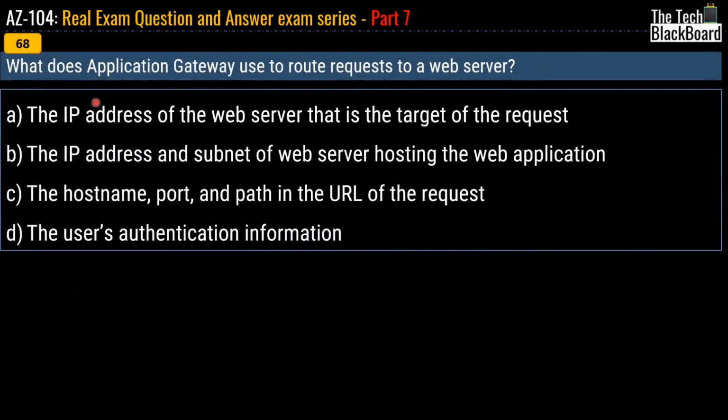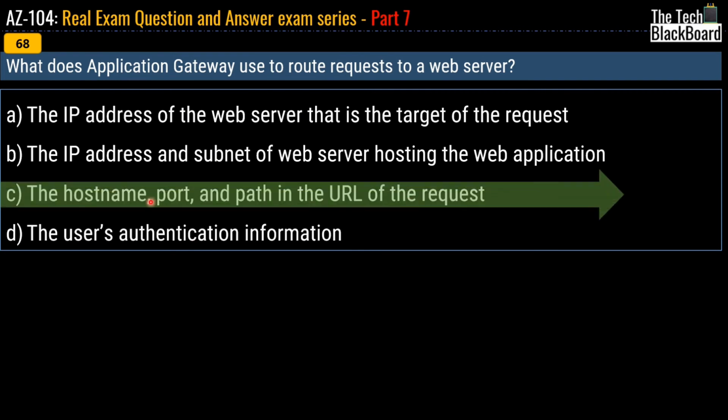Our question number 68 says, what does Application Gateway use to route requests to a web server? Your options are the IP address of the web server that is the target of the request, or the IP address and subnet of the web server hosting the web application. The other option is the host name, port, and path in the URL of the request, or the last one is the user's authentication information. And the correct answer for this question is the host name, port, and the path in the URL of the request.